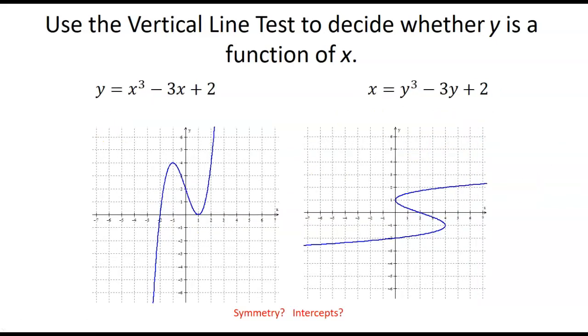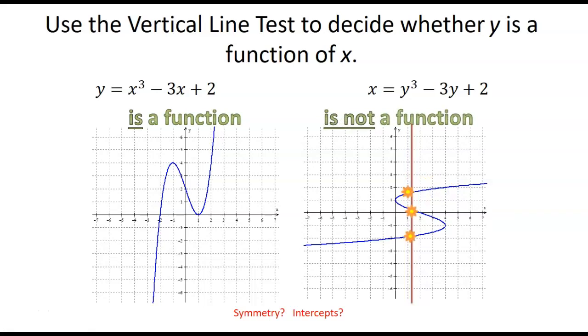Okay, what about this one? y equals x cubed minus 3x plus 2. Well, the way the equation's written, it looks like a function. And from the graph, yeah, it passes the vertical line test. Any vertical line only touches the graph once. So that one is a function. What about this one? Well, looks like you can have vertical lines that touch the graph at more than one point. Some vertical lines would only touch it at one point, but some of them touch it at 3 different points. So it's not a function.